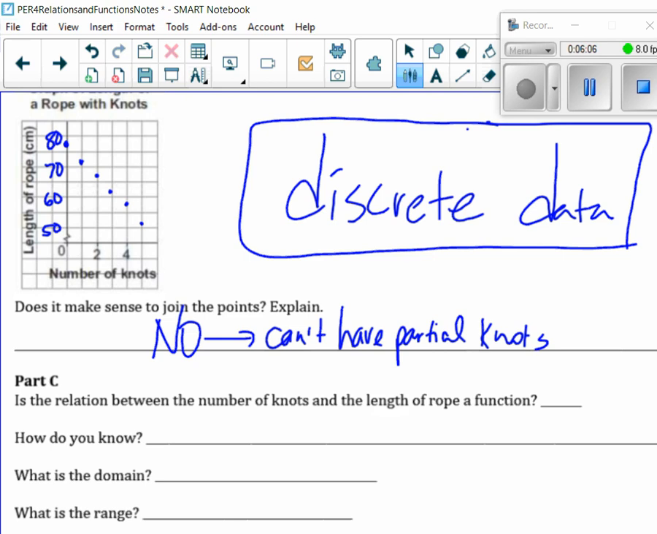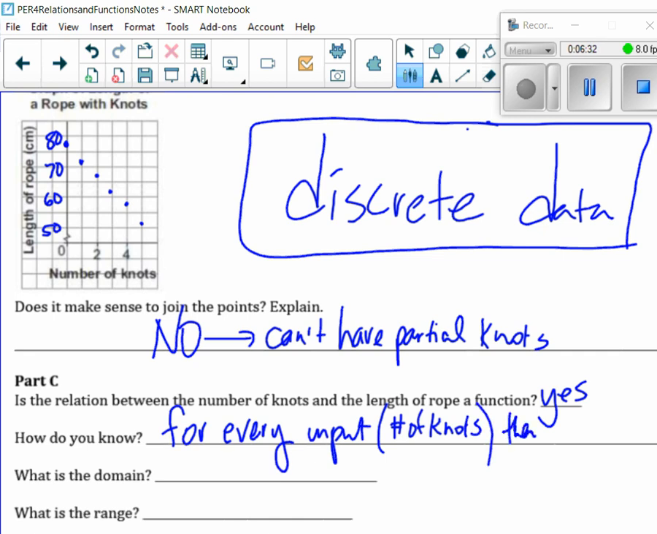Is the relation between the number of knots and the length of a rope a function? Yes. How do you know? Oh, I like your answer. For every input, which is the number of knots, there is only one output, which is the length.